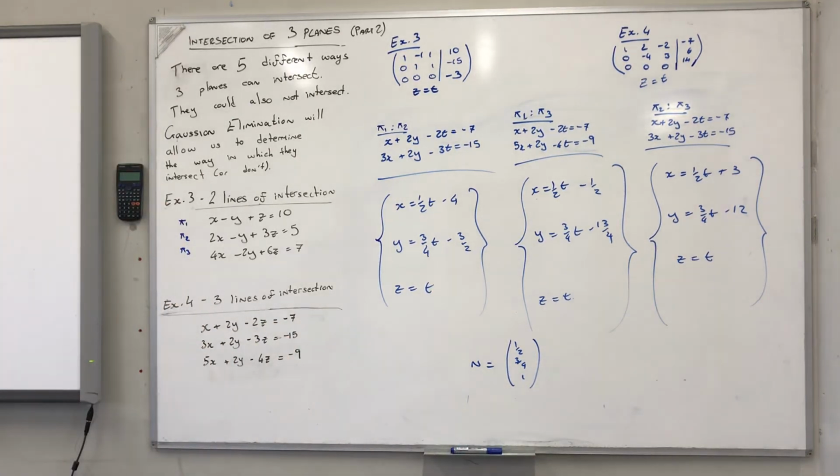So what you can hopefully see is that the normal to each of those lines is the same. It's a half, 3/4, 1, which means that the 3 lines of intersection must be parallel. And again, just like before, I'm not going to try and draw that, but the textbook has a really good picture of that, showing how that works. And again, it's because the only way that those 3 planes can intersect like this is when the 3 lines are parallel. So it's like a little triangle of the planes.